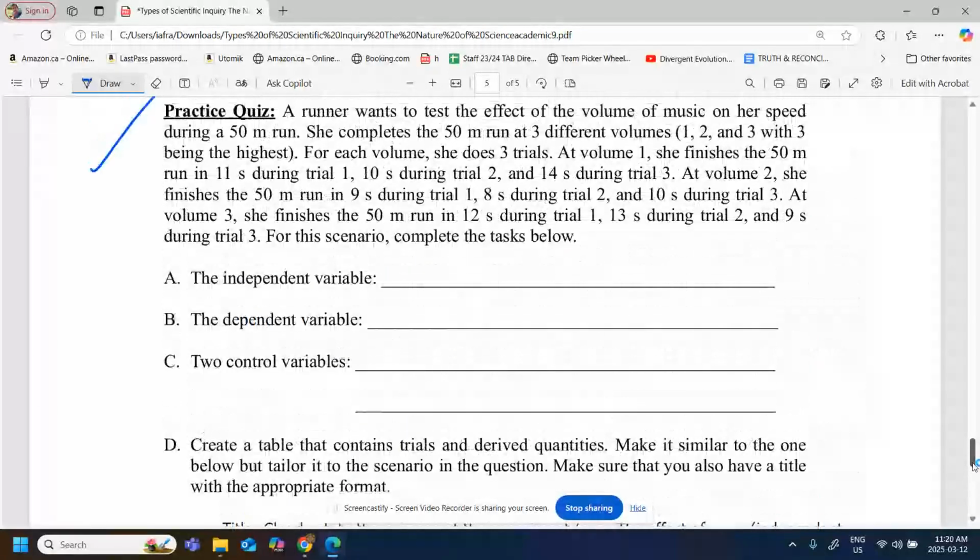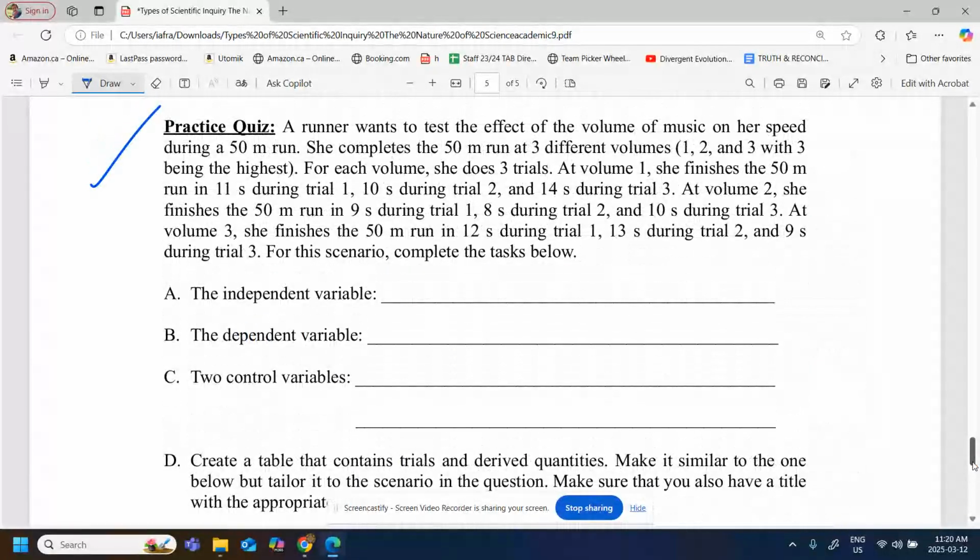In this video, we're going to do another practice problem with a scenario. So we have a runner who wants to test the effect of volume of music on her speed during a 50-meter run. She completes the 50-meter run at 3 different volumes, 1, 2, and 3, with 3 being the highest. For each volume, she does 3 trials.